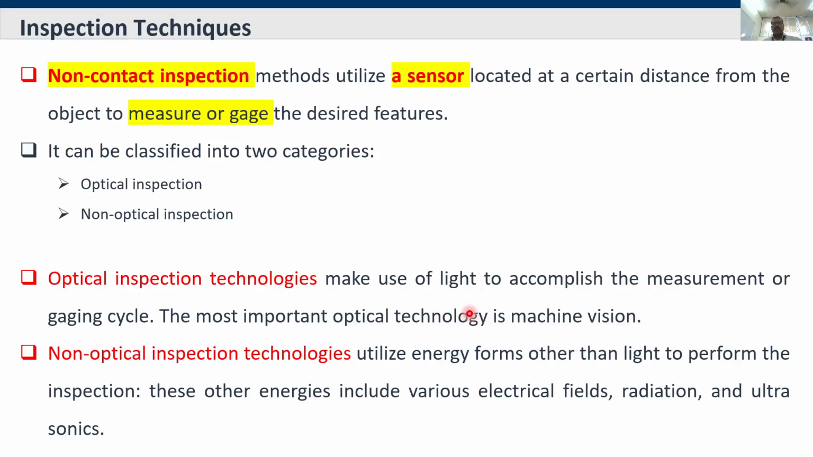In the last unit, unit number three, we partially discussed machine vision. You use a camera and different light sources, and the positions of the lights also come in different types.